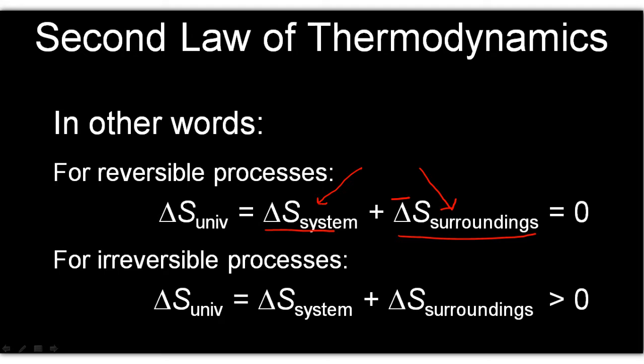Where if it's irreversible, you're going to have different values for these two systems. And if it's a positive value, notice how it's saying greater than 0. If it's a positive value, that means the system is gaining entropy.